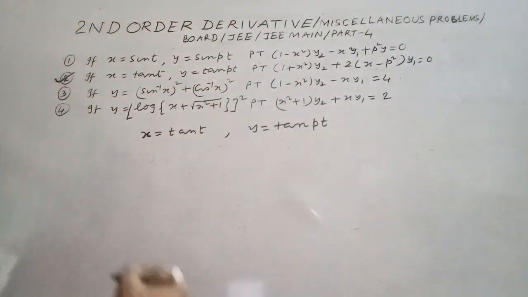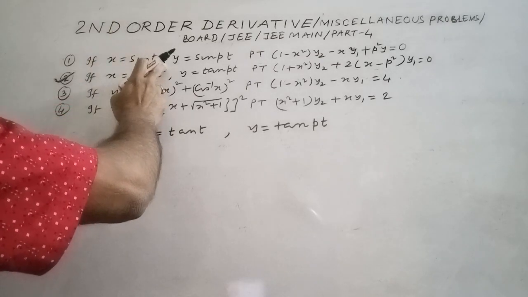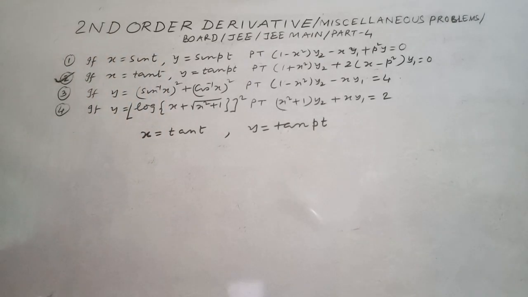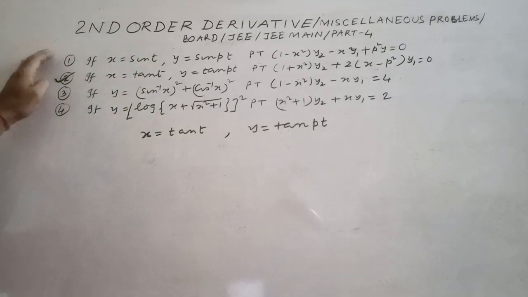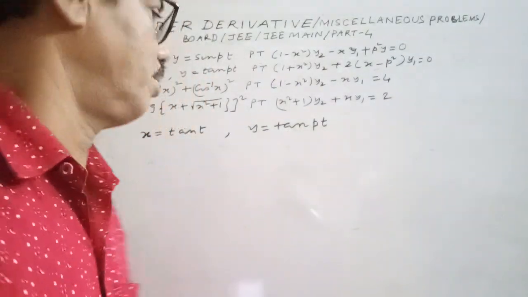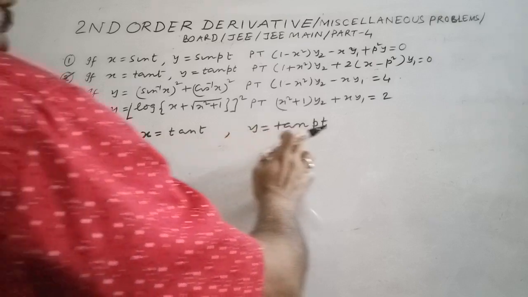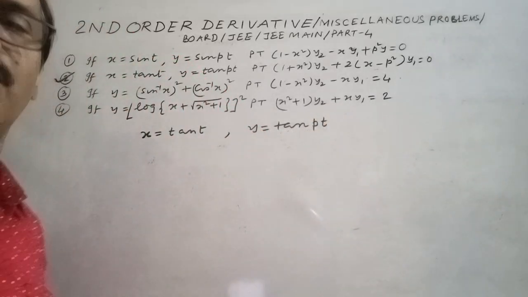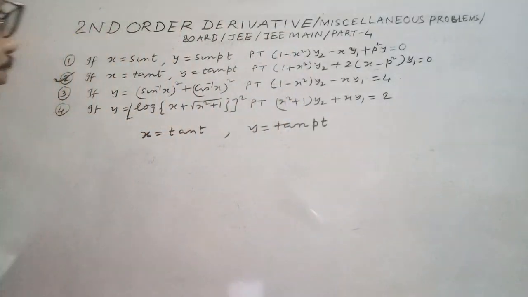I have already solved problems of the type of problem number 1, so we consider problem number 2. They are of the same type: eliminate t, then perform the derivative. So x equals tan t, y equals tan pt. Our main aim will be to eliminate t.